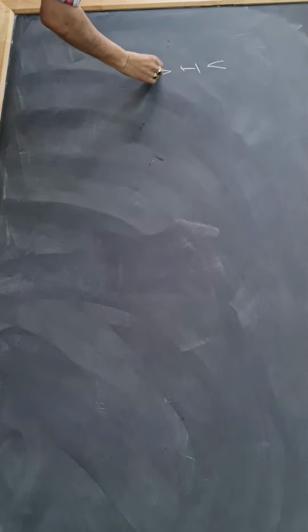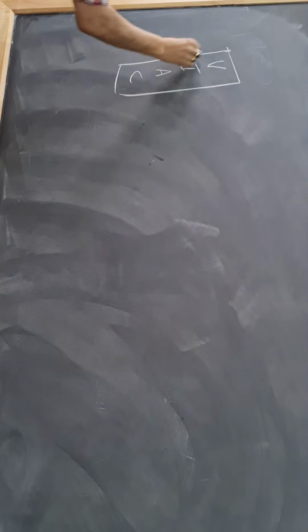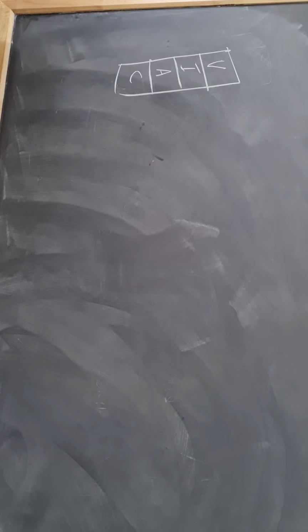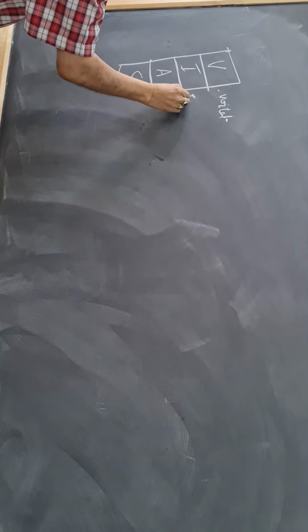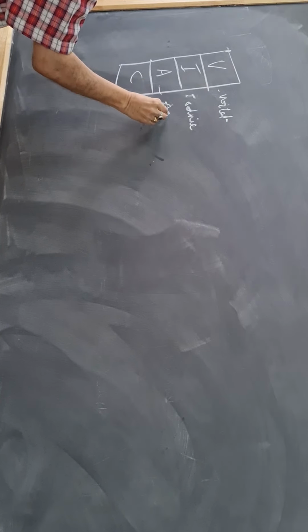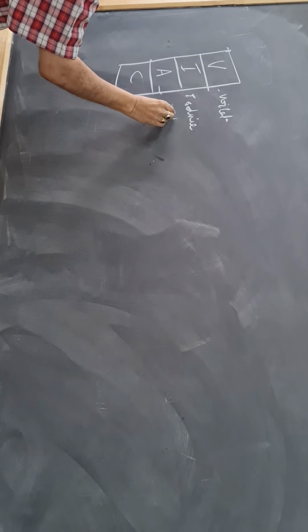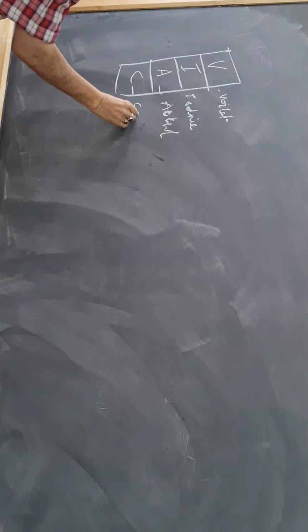What is the procedure of Gram staining? You have to remember it is a 4-step procedure. So the first one is crystal violet, you put violet. Second is iodine. Third is acid, alcohol or acetone. And the fourth one is carbol fuchsin or safranin.